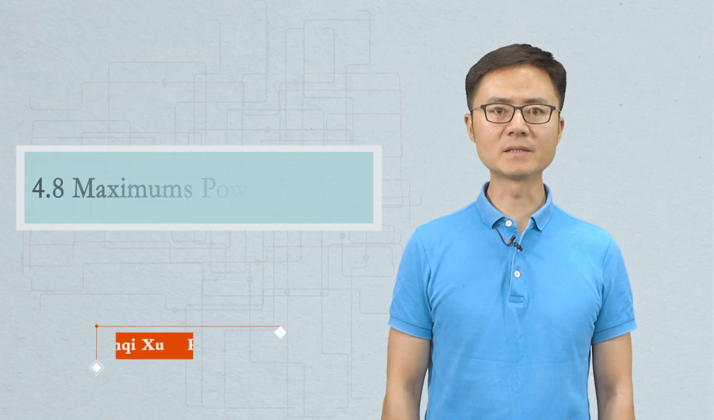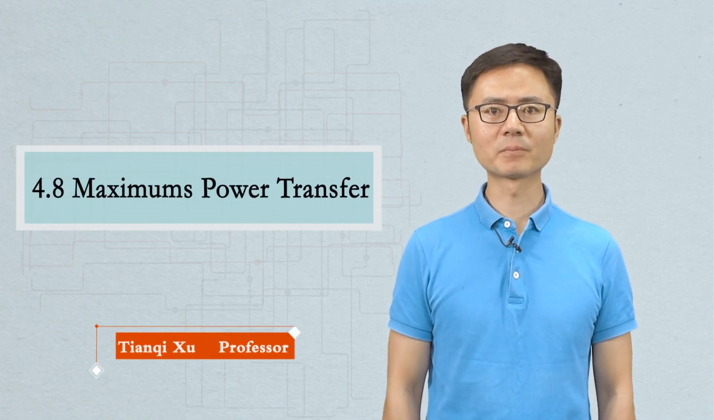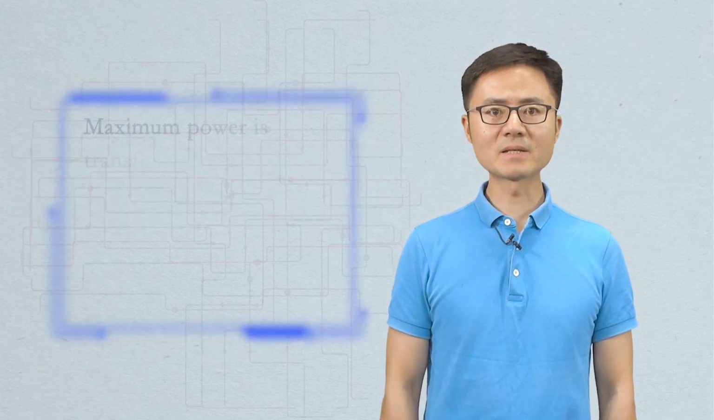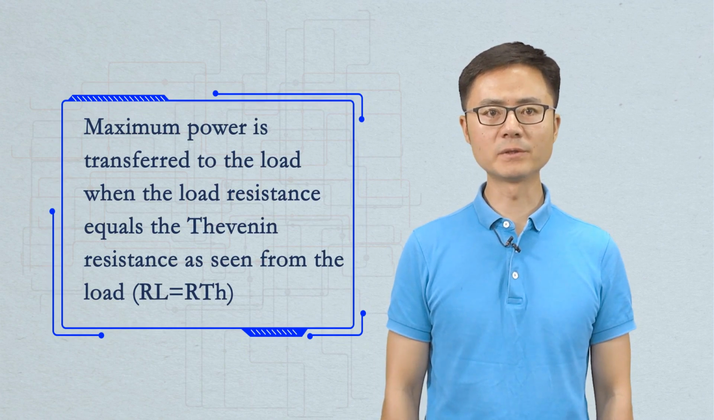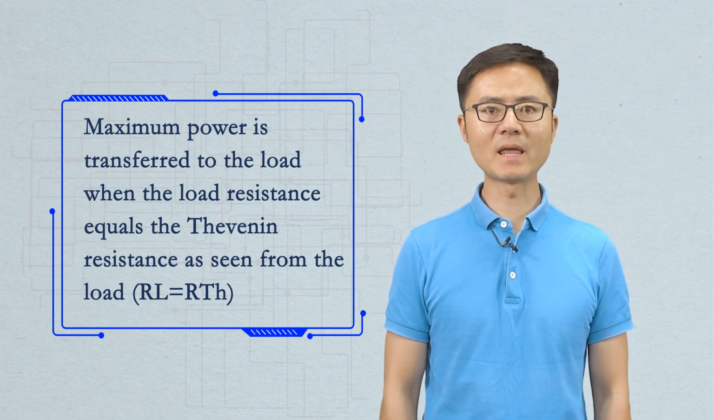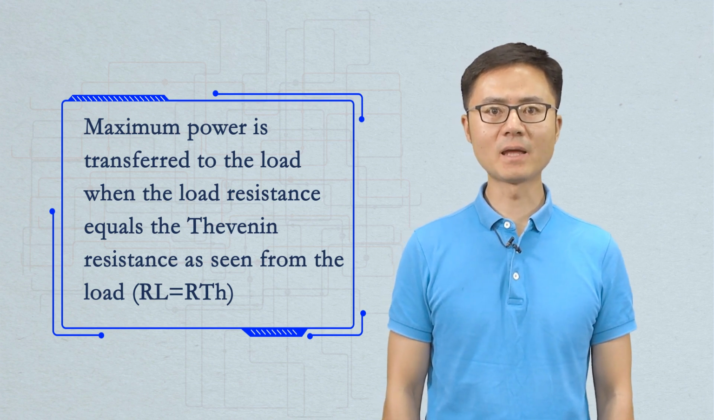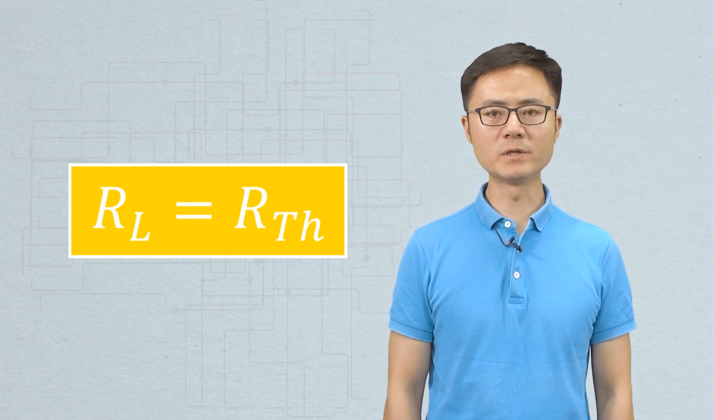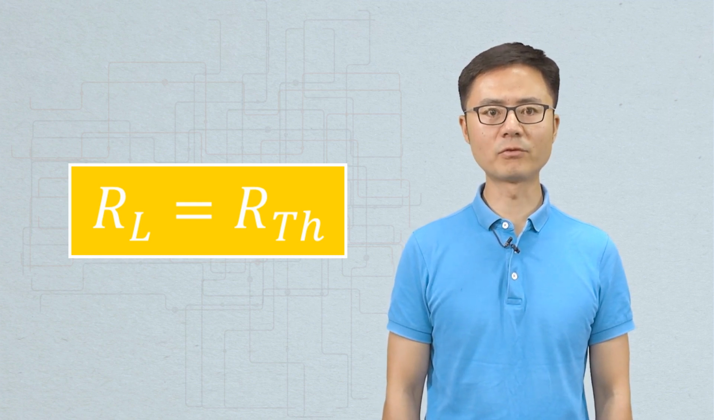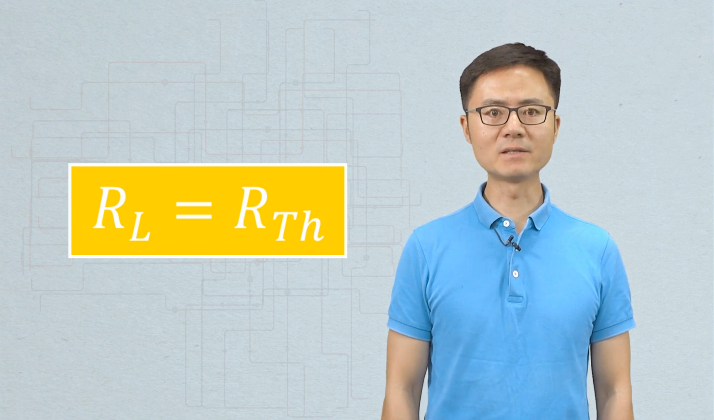Section 4.8, Maximum Power Transfer. Maximum power is transferred to the load when the load resistance equals the Thevenin resistance as seen from the load. That means if RL equals RTh, the load RL will receive the maximum power from the source. And we can find it in the circuit.